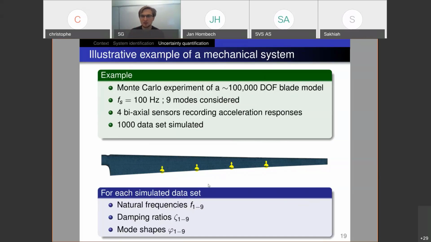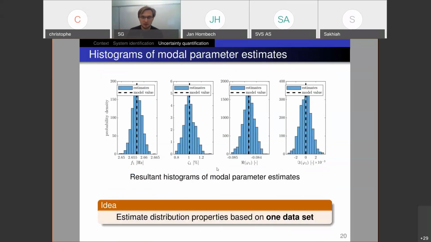So for each single data set, we estimate the modal parameters from this data set, that is natural frequencies, damping ratios, and mode shapes. So that this many parameters allows us to draw a histogram of the estimated parameters. So here on this figure, we can see the 4 histograms that correspond to the first mode. So first natural frequency, first damping ratio, the real valued component of the first mode shape, and the imaginary part of the first mode shape component.